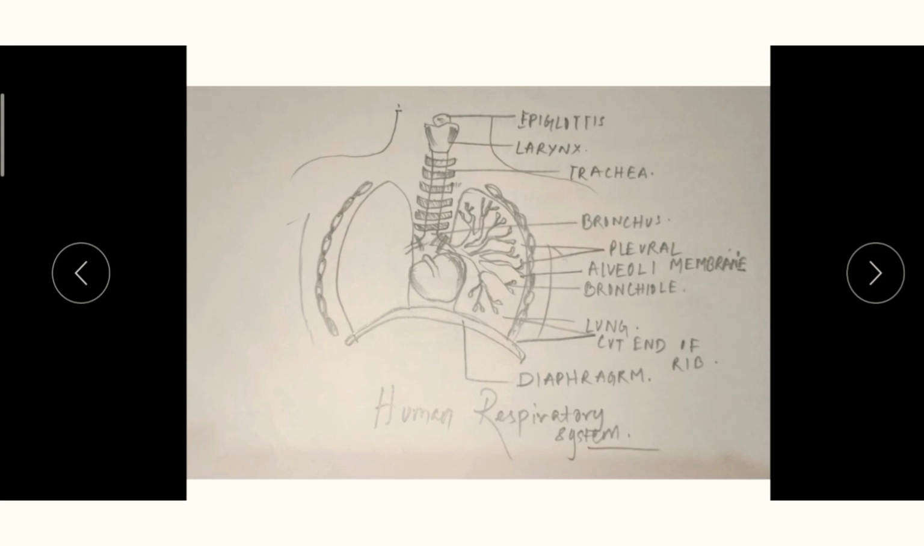And now, what is pleurae? Each lung is enclosed in two membranes called pleurae. Here, the membrane which covers is the pleurae. The outer membrane is called parietal pleura. The inner membrane is called visceral pleura.